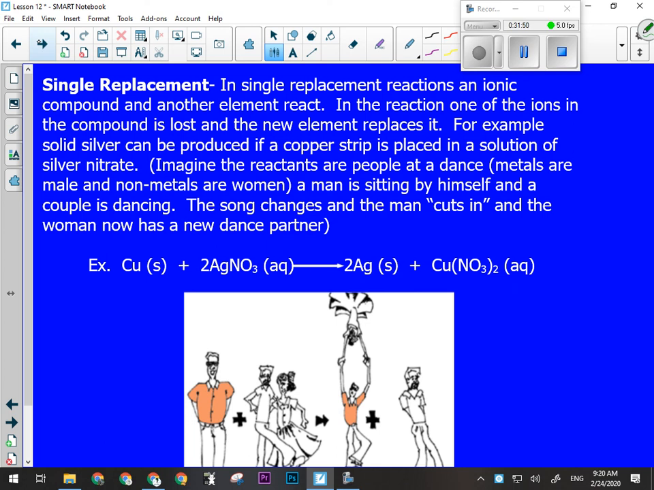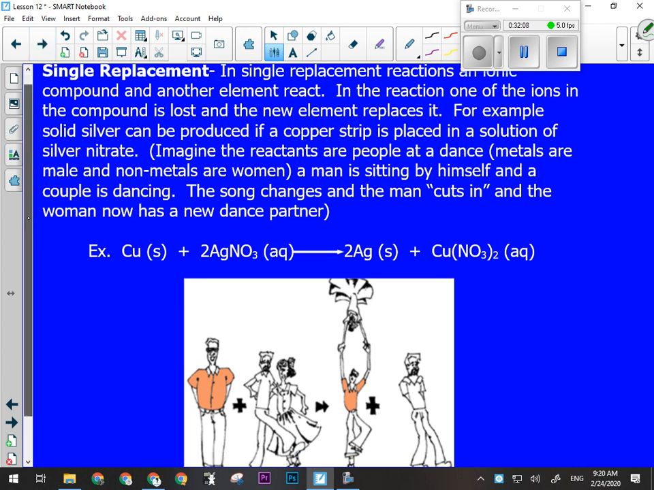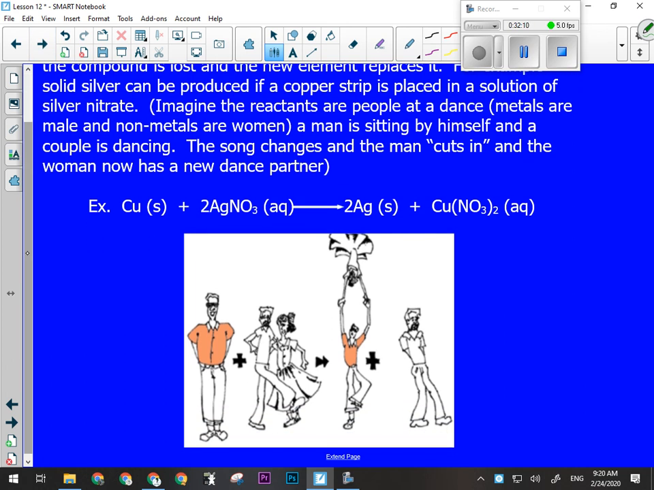Right? But yeah, so in this reaction, okay, what happens is the metal replaces the metal that's in the compound. Okay? And so silver ends up by itself and copper ends up with nitrate. Okay? If this reaction had been a non-metal reacting, then it would have replaced the non-metal. All right? So what it actually ends up looking like is kind of like this.